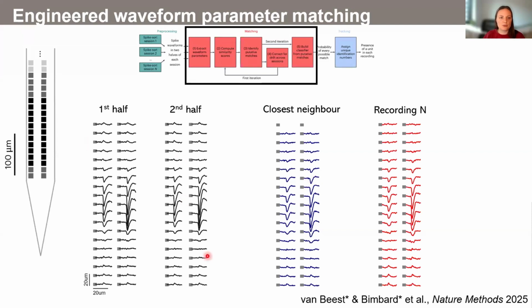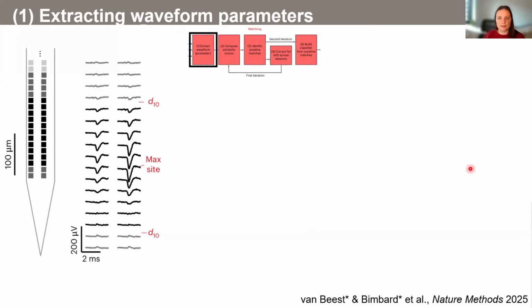So for example, if this was our original neuron, we can look at the waveforms for the closest neighbor and ask, is this similar enough or not? And to another neuron in another recording and ask again, is this more similar to this one or this one? Well, my eyes are not good enough to really parse this information. So instead, we define some parameters to extract from these spatiotemporal waveforms.